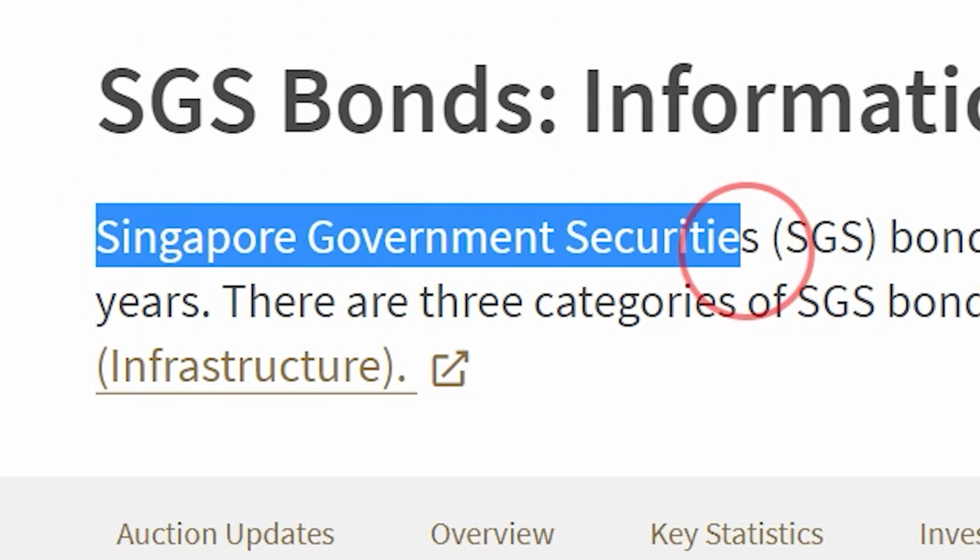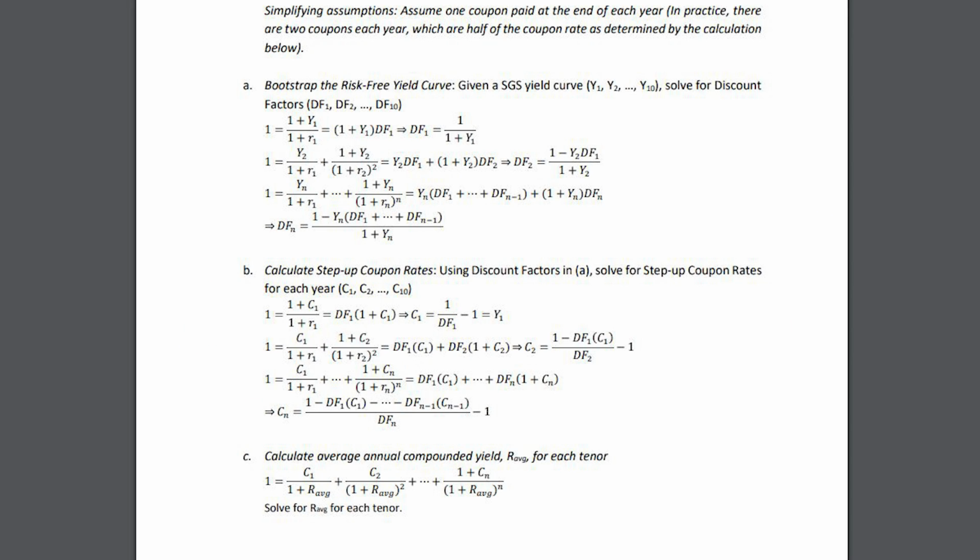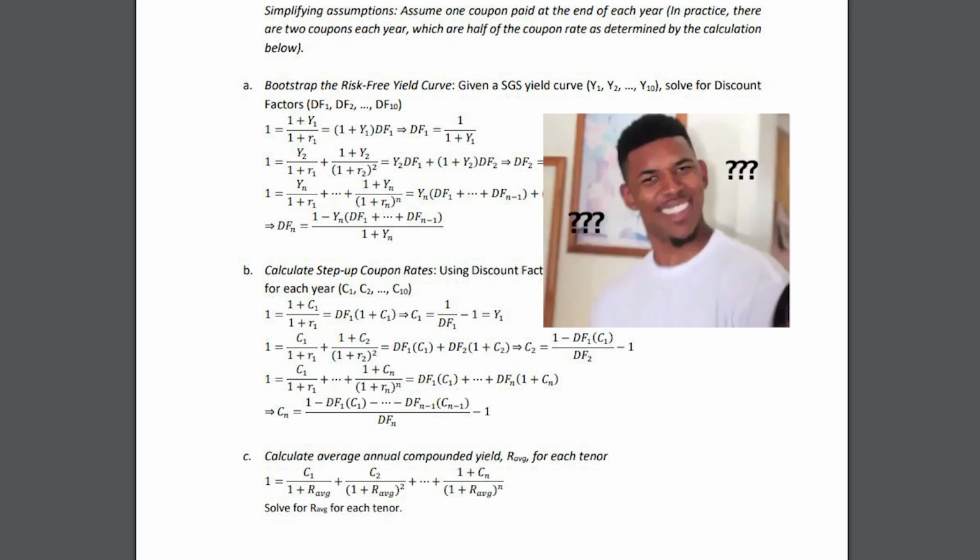Here's a fun fact. You can actually predict what will be the next month's Singapore Savings Bond yield. That's because SSB yields are calculated based on Singapore Government Securities bond yields. The calculation is super complicated and I'm too noob to understand these equations. So I'll teach you a much simpler way to calculate.